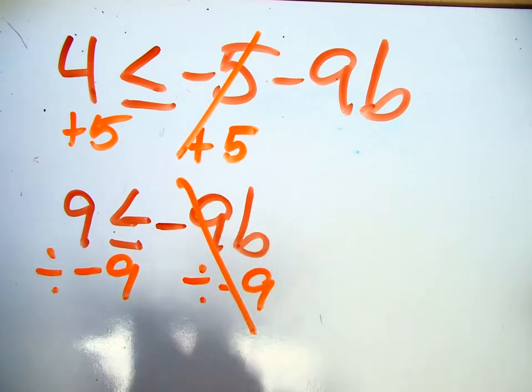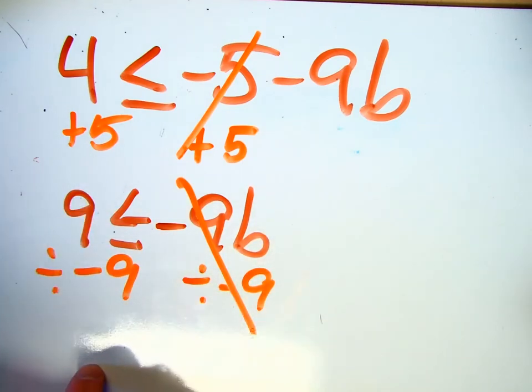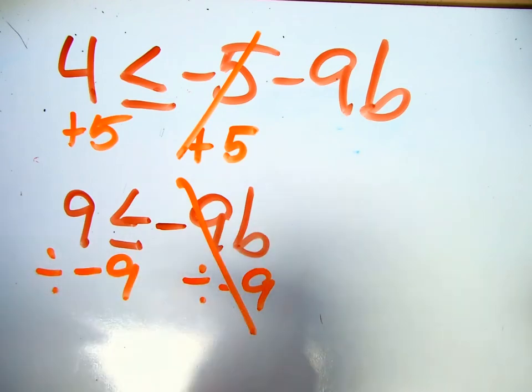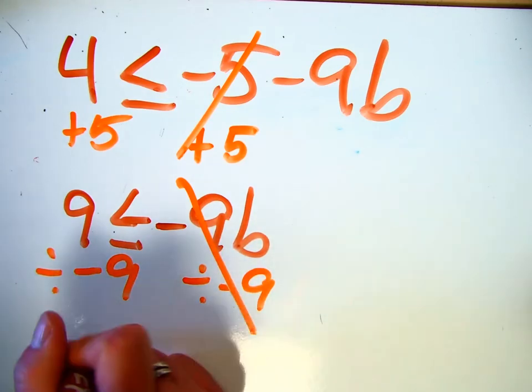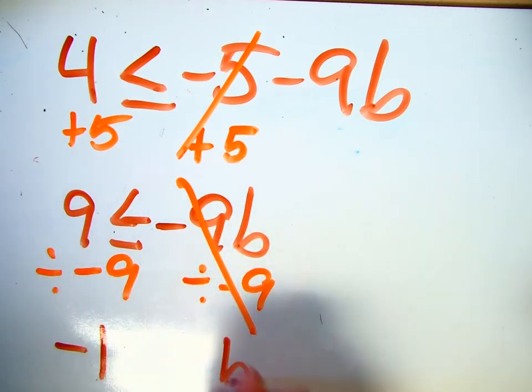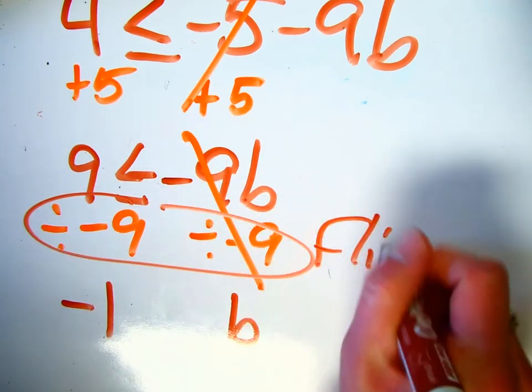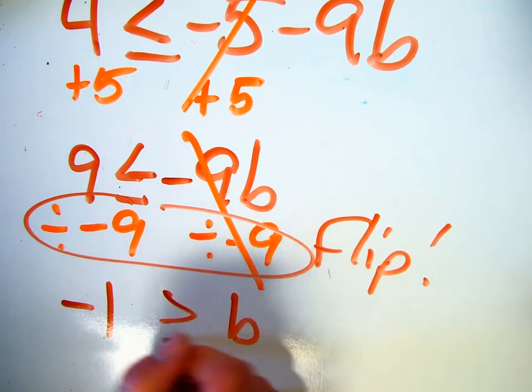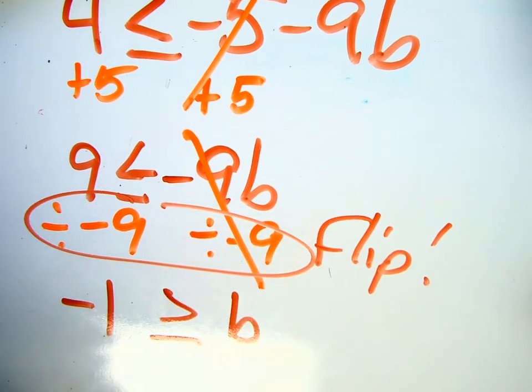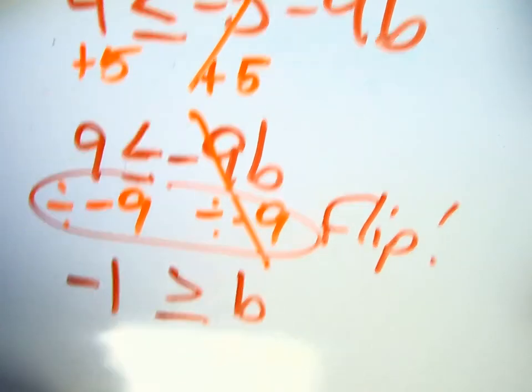Those negative 9's cross out, but since we need to keep a number here, I'm going to think, what is 9 divided by negative 9? And that is a negative 1. Since I divided by a negative number on both sides, that means that we need to do a flip. So I'm just going to change the direction that the inequality symbol eats, but we're going to keep the line.